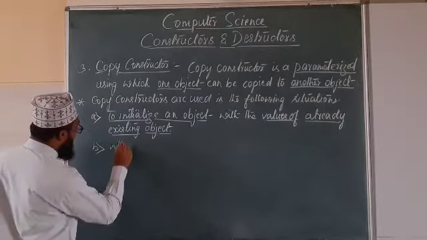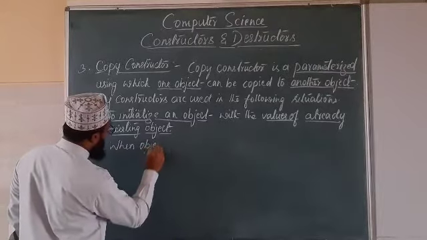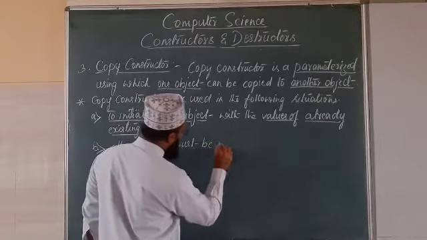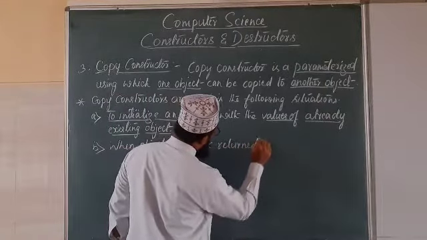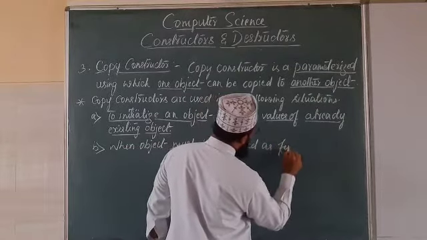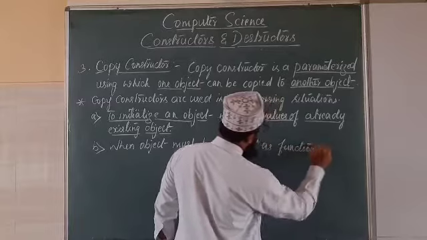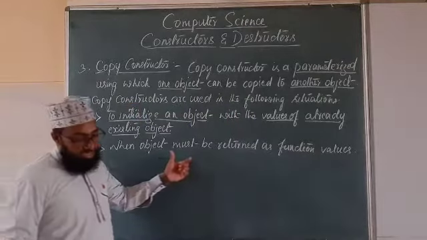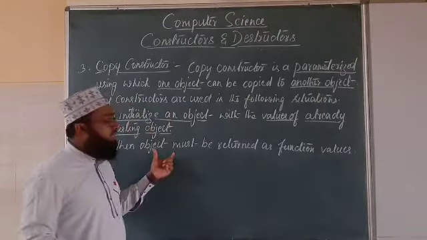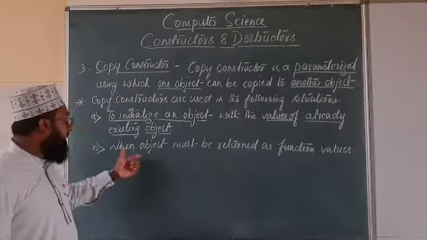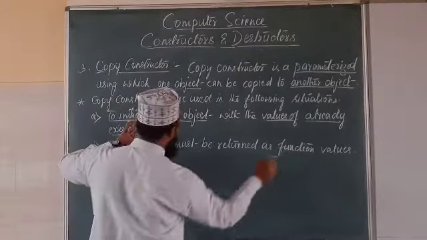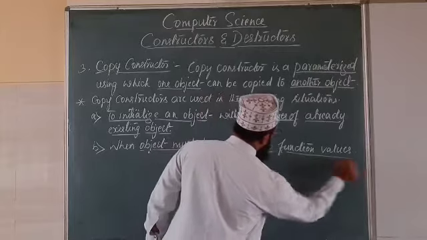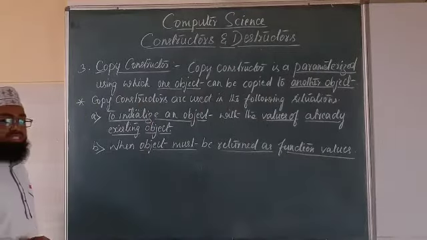The second situation is when an object must be returned as a function value. When objects must be returned as function values, at that time this copy constructor is used.